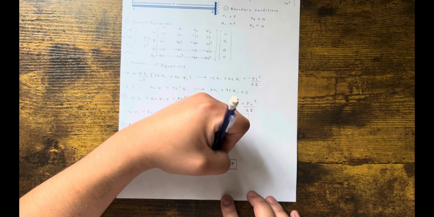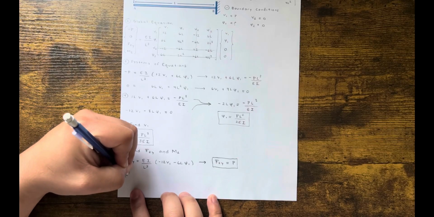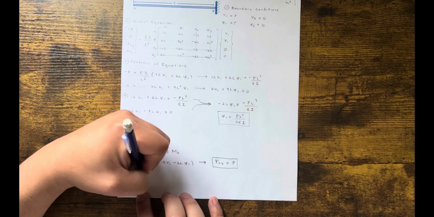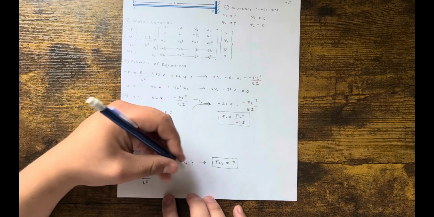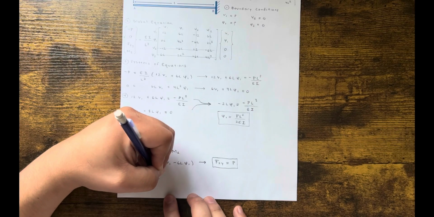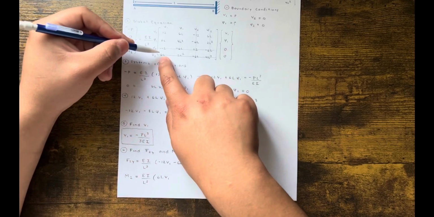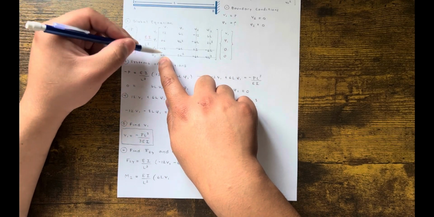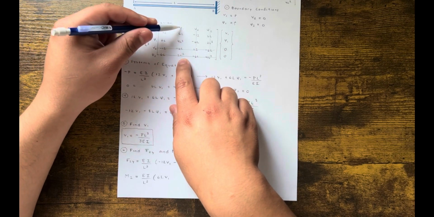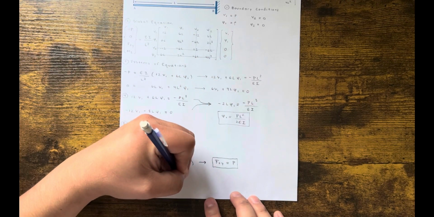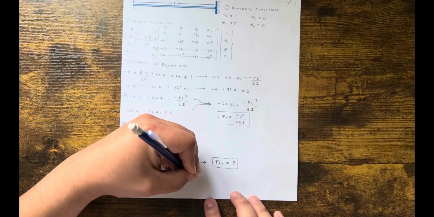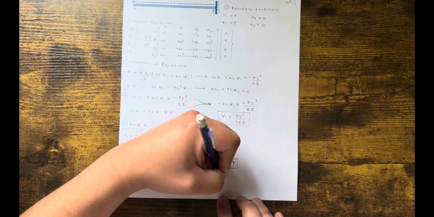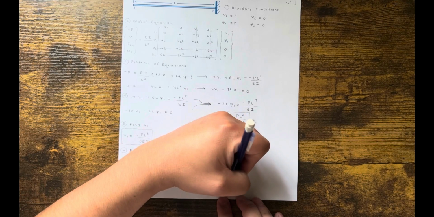And then if you do the same thing for M2, you will get EI over L cubed, 6LV1, right? 6LV1 for M2. So M2 is equal to EI over L cubed, 6LV1, 2L squared V1. Boom, 2L squared V1. And then for M2, you will get minus PL.